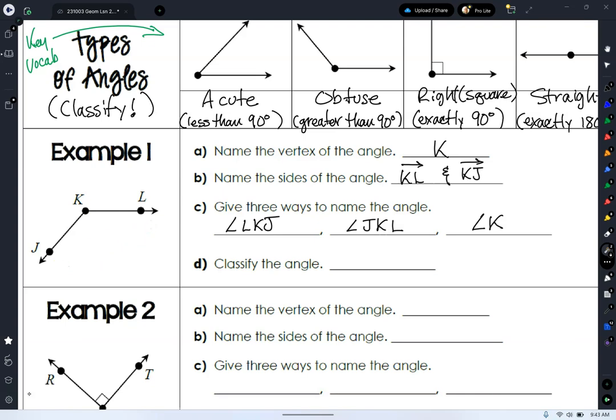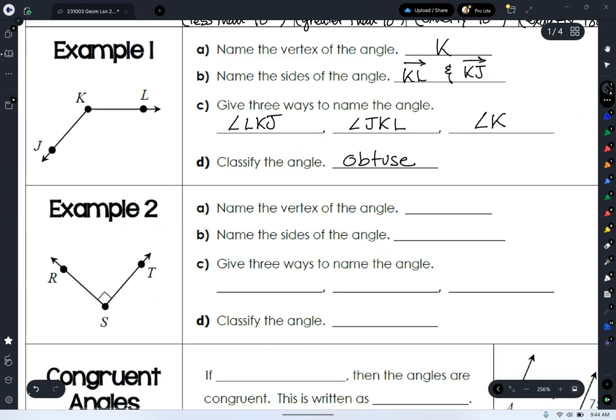Okay, classifying the angle. Noah, what do you got? Yeah, this is obtuse, right? This is greater than 90 degrees, but less than 180. That makes this an obtuse angle. Good? Okay, all right. Let's try some more.